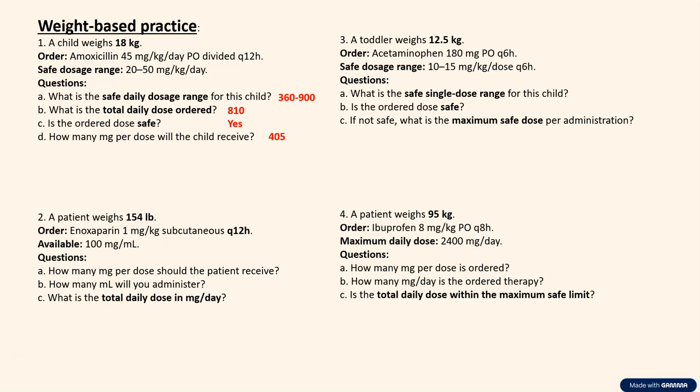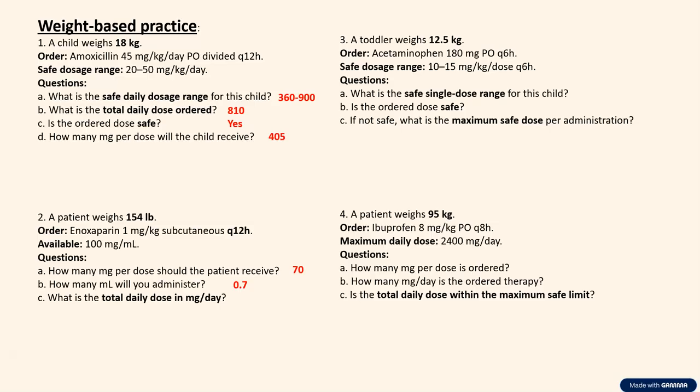If we look back up, we see the patient's weight was given in pounds, and the order is in milligrams per kilogram, so we need to convert. The patient's weight in kilograms is 70 kilograms. How many milligrams per dose should the patient receive? It's going to be 70 milligrams. The next question is asking how many milliliters will you administer using your available dosage of 100 milligrams per milliliter. And you're going to deliver 0.7 milliliters to the client subcutaneously.